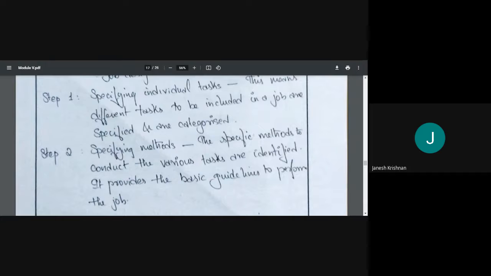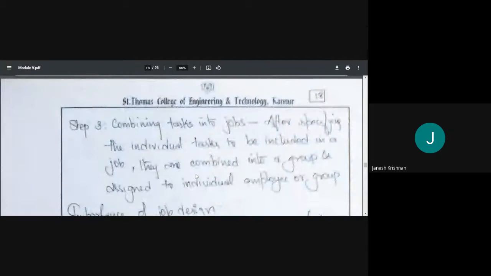The third one: we have already identified and categorized the tasks to be done. Now we will combine them. We combine the tasks into a job. Like we said, we have a task of ordering food. Rather than giving the job to the site engineer and overloading him, we can give the task to the foreman or the watchman, right? So he can do the job. So this is job design. Understood?